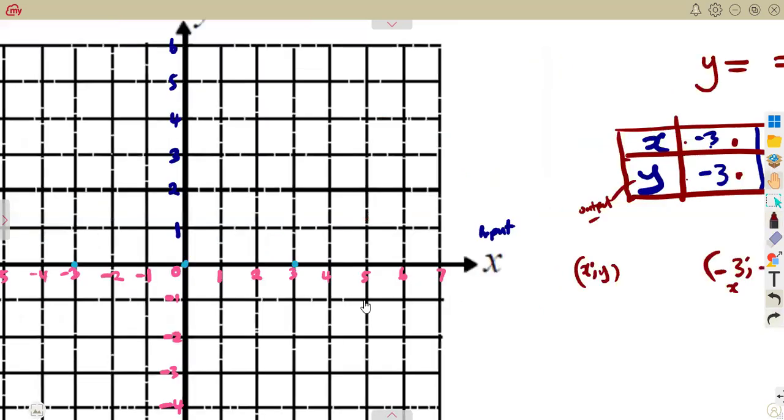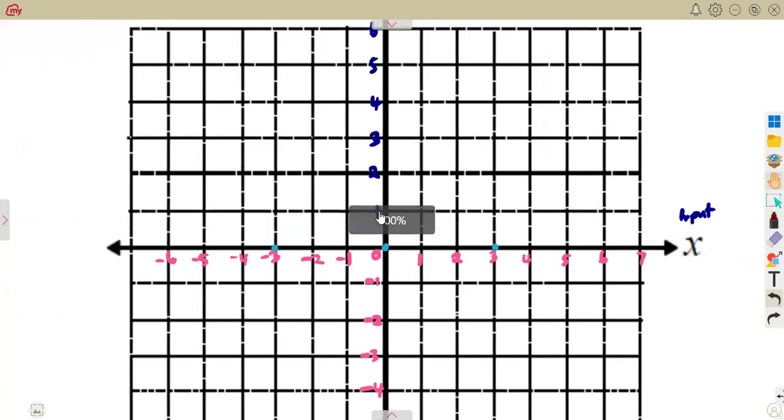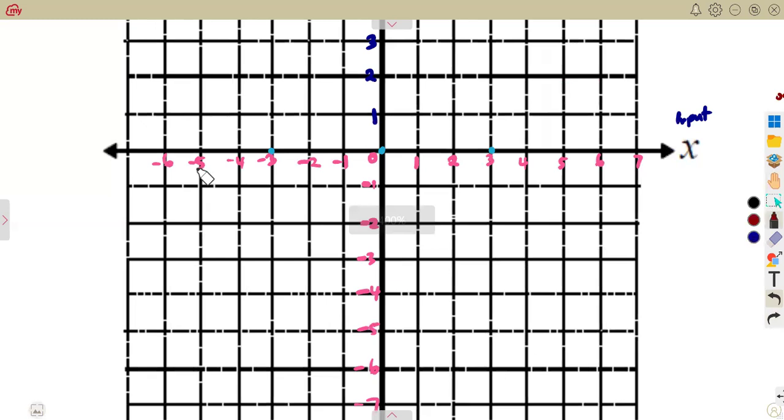We can mark that point. Remember, that was our previous class. Let's mark the point where x is -3 and y is -3. x is -3 here, y is -3 here. They meet at this point. That is where you mark your point in that case. So these two, -3 for x, -3 for y, they meet at this point. You mark the point.